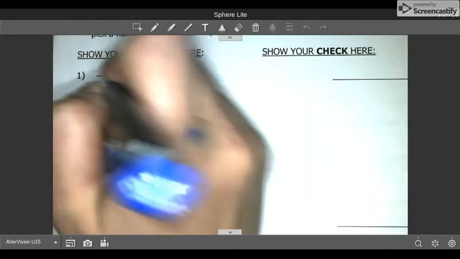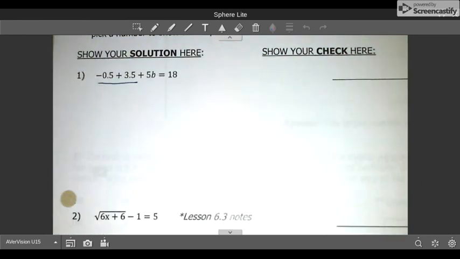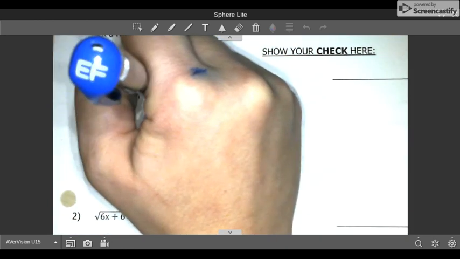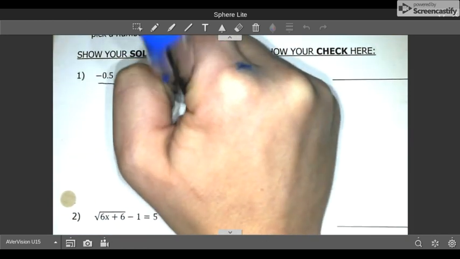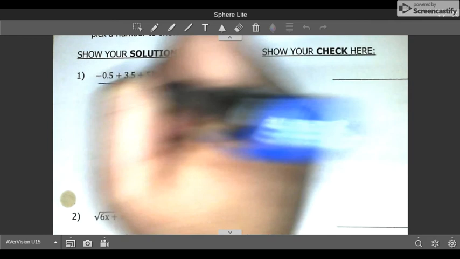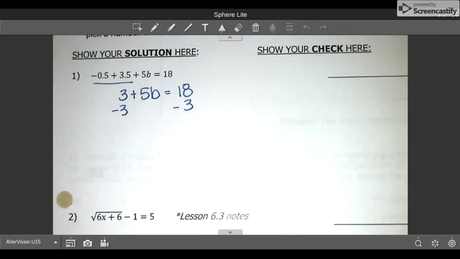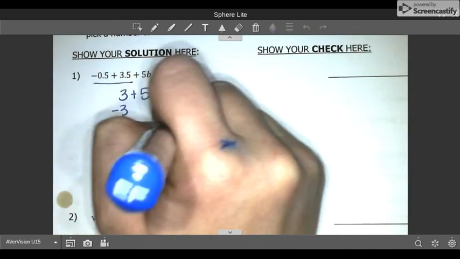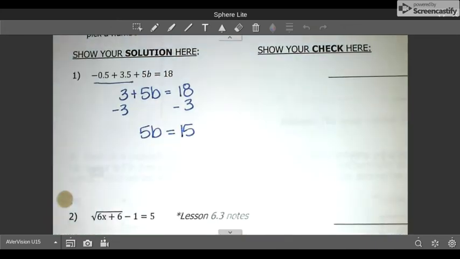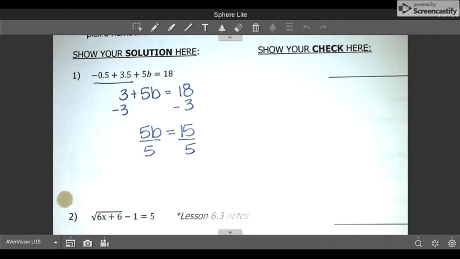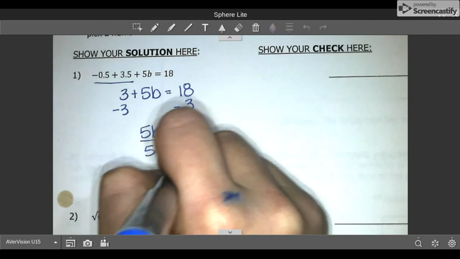Okay, so first thing I'm going to do is combine like terms. So I have negative a half and positive 3.5, which is just 3. So I'm going to write down 3 plus 5b equals 18. Then I'm going to take away 3 from both sides. There we go. And then I get 5b equals 15. Then I'm going to divide by 5 on both sides. And I get b equals 3.